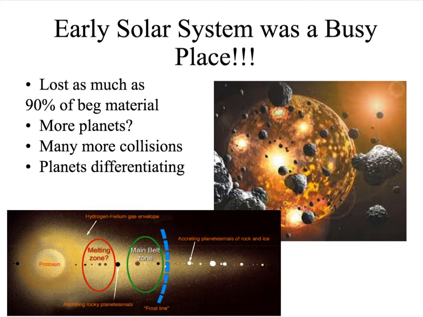So the inner solar system still has a lot of activity. We still see evidence of impacts. We still find meteorites, but we have only about 5 to 10% of that early material.